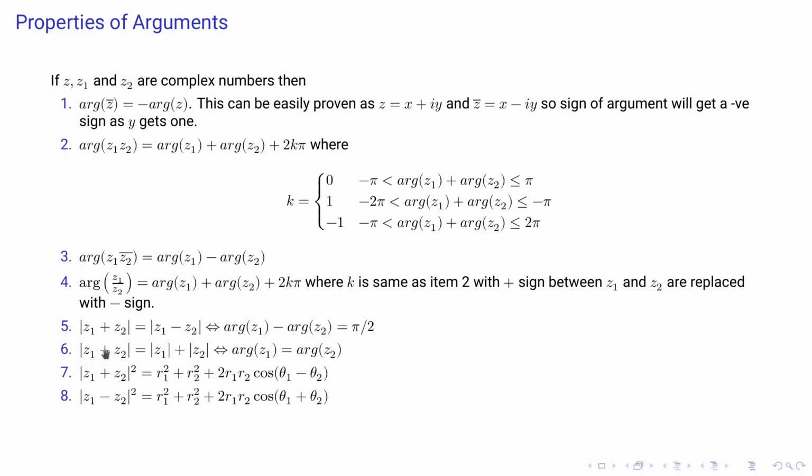Property 6 says that modulus of Z1 plus Z2 is equal to mod of Z1 plus mod of Z2 implies argument of Z1 is equal to argument of Z2. Square of mod of Z1 plus Z2 is equal to r1 square plus r2 square plus 2 r1 r2 cos of theta 1 minus theta 2. Square of modulus of Z1 minus Z2 is equal to r1 square plus r2 square minus 2 r1 r2 cos of theta 1 minus theta 2. So all this you can verify from the given formulas.